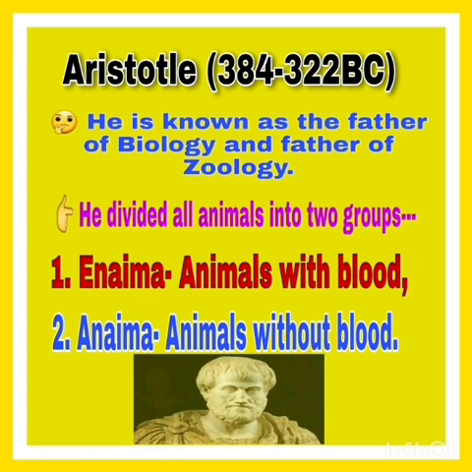Now, I am going to discuss one of the most prominent scientists, you can say philosopher, Aristotle. He is also known as the father of biology and father of zoology. He divided all animals of that time into two groups. First, without red blood, and second, with red blood. Enaima and Anaima. Got it? Animals with blood and animals without red blood.